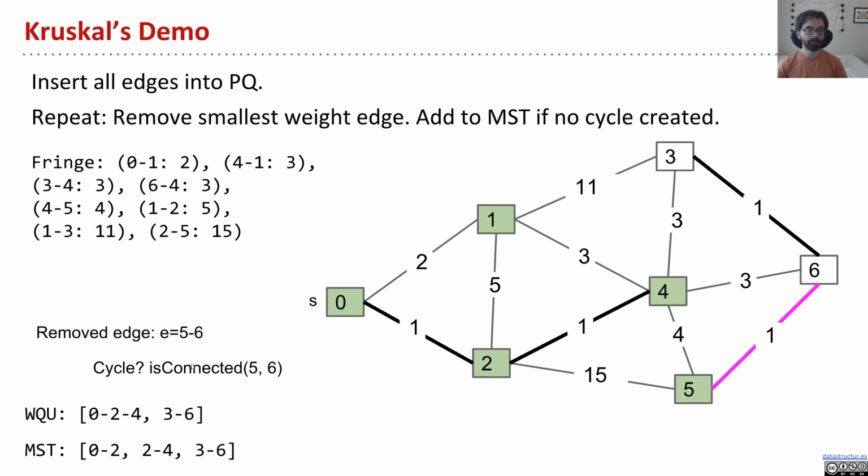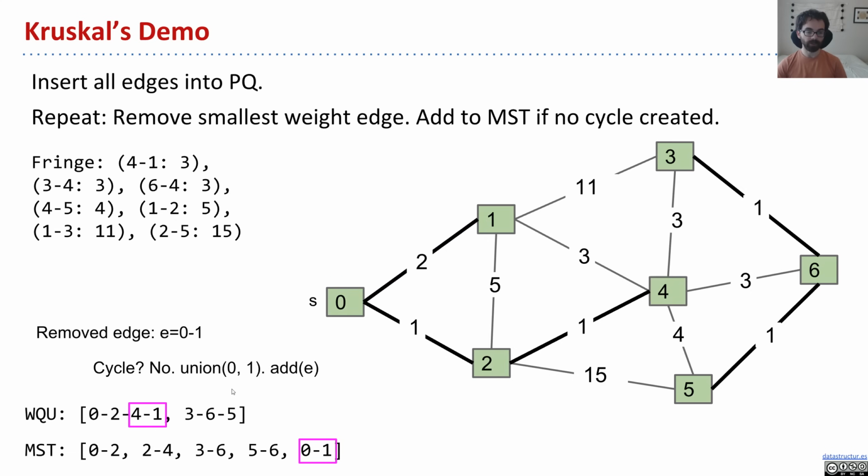All right, next up comes edge 5, 6. We say, are those connected? No. So we'll union them and then we'll add the edge. All right, next up comes 0, 1. Are these connected? No. Okay, so we'll union 0 and 1 and we'll add the edge to the minimum spanning tree.